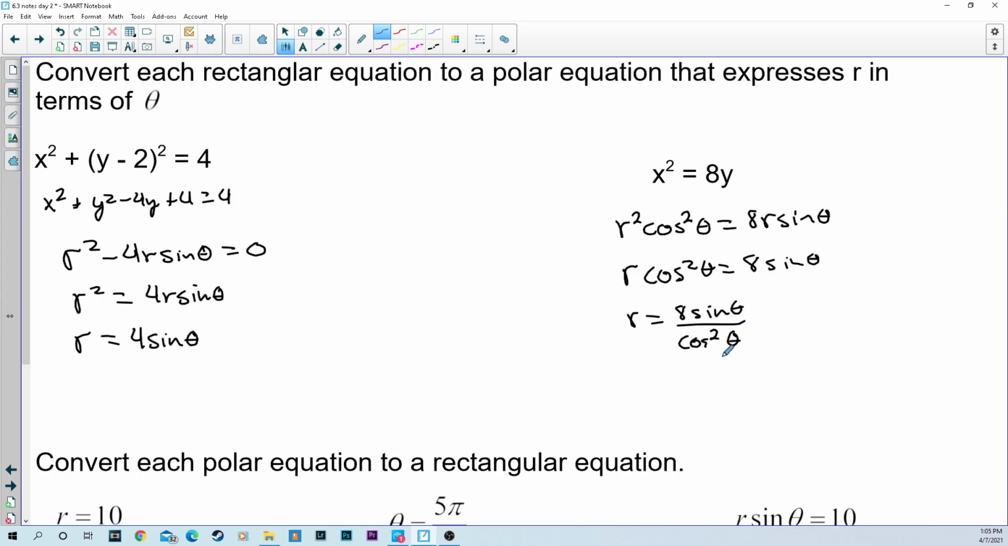And we try to avoid denominators if we can. So this is equal to 8. And then sine over cosine is tangent. But that only takes care of one of the cosines. What we'll have left after tangent is 1 over cosine, which is secant. So r equals 8 tangent theta secant of theta.